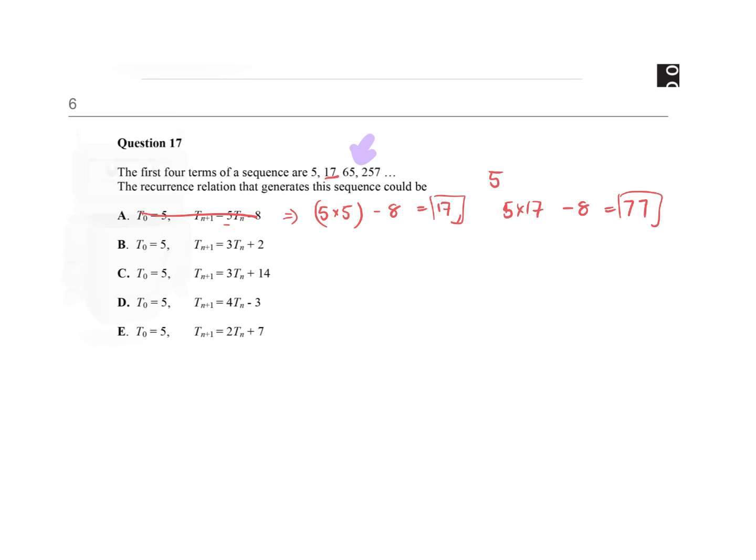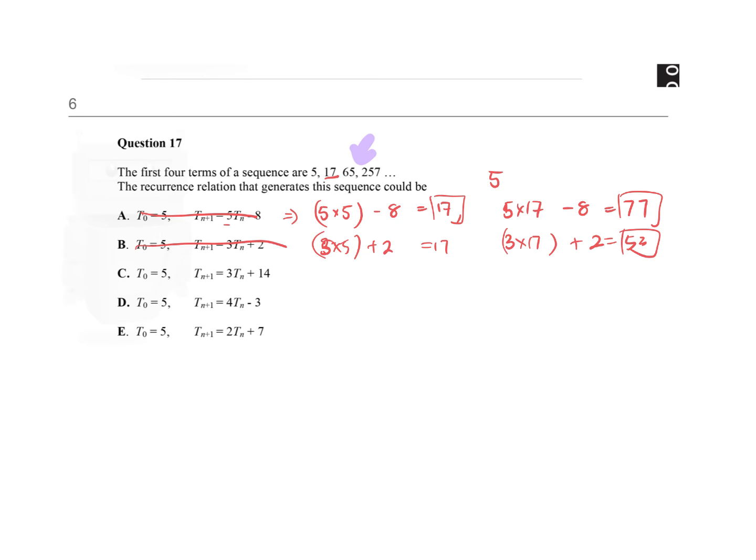What about this one? This one would be 3 times 5 plus 2, which does equal 17. But if we have 3 times 17 plus 2, that's 53. So is that it? Which one is it?